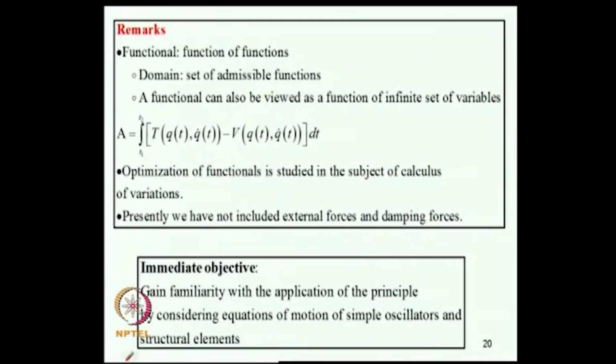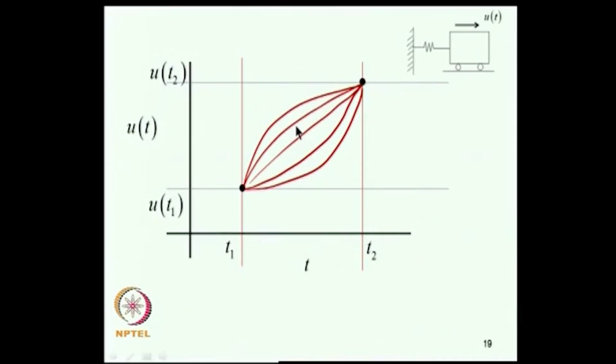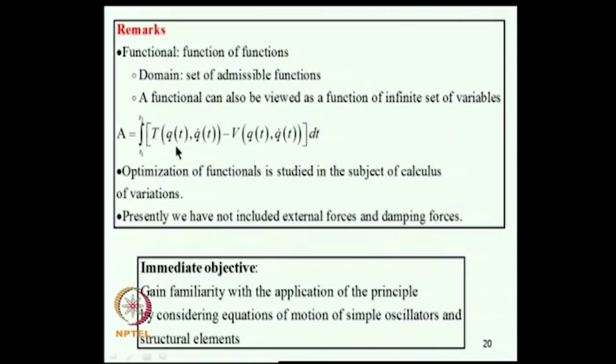This action integral A, as shown here, is known as a functional, because each path is characterized by u of t and u dot of t. The u of t for this path is different from u of t for this path, and so on and so forth. I can substitute each path in the action integral and find a quantity A for each of the paths. This is the action, so this is known as a functional. Actually, it is a function of functions.